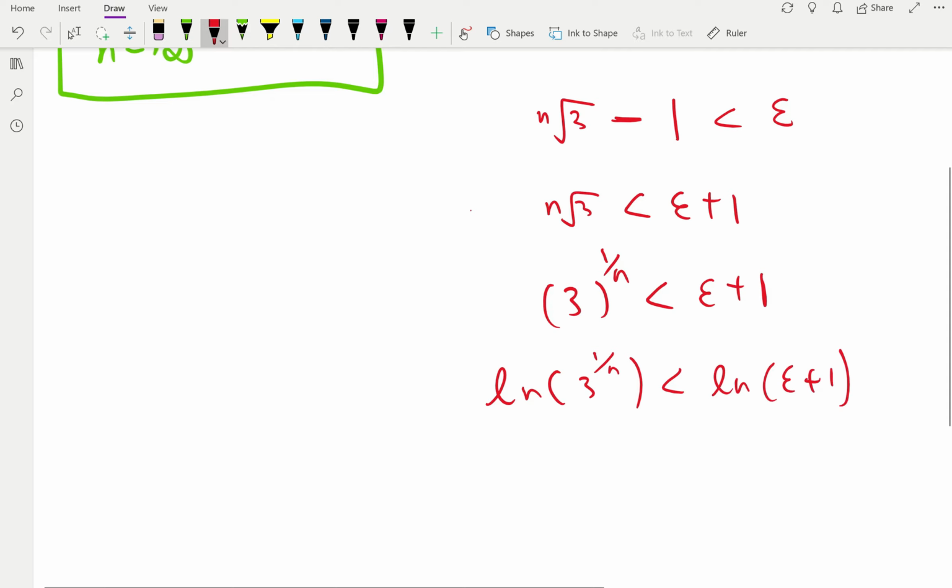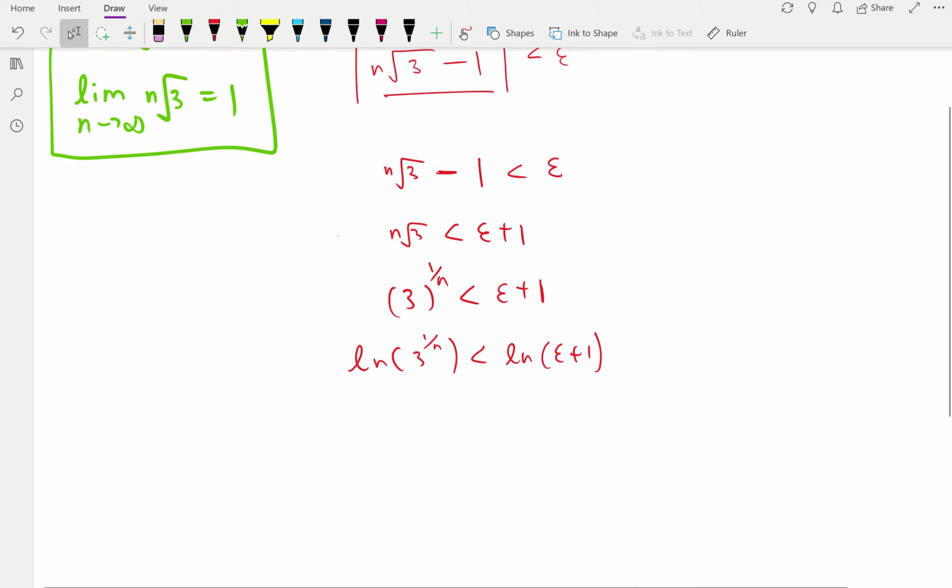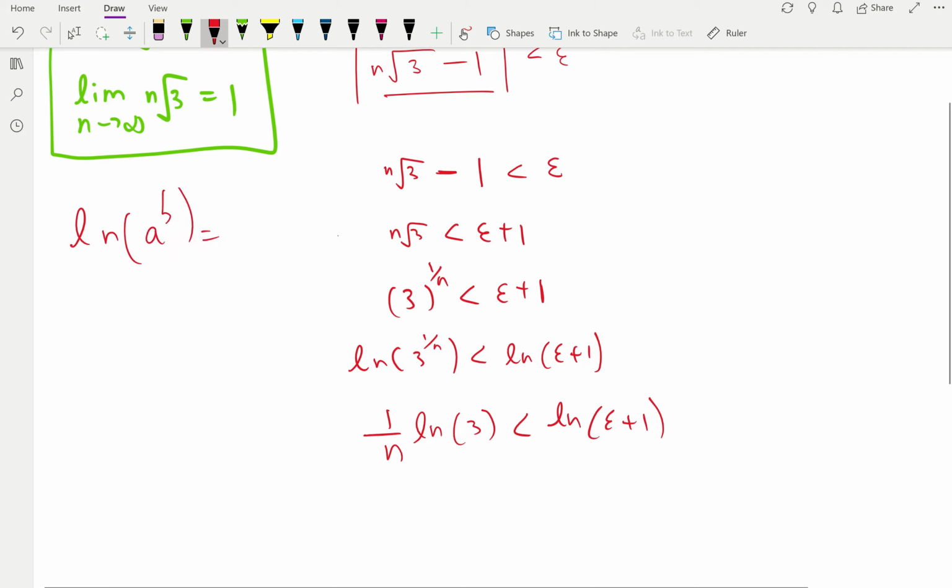So this is the trick, okay. Here the goal is to isolate n. So here 1 over n comes out. That's the logarithmic property. Hopefully you can remember logarithmic properties: if you have something like natural log of a to the power b, we can take that b and write it in front of the natural log, okay. All right, so I use that property.